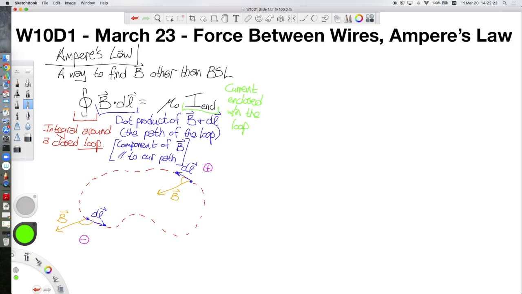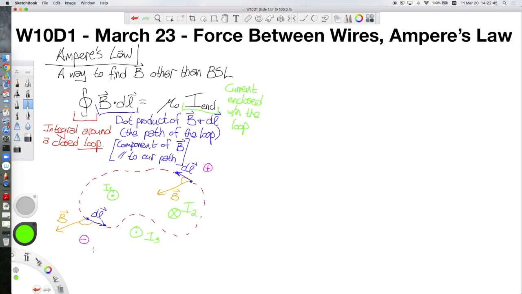So I'll give you an example here. If we have current I1 coming out of the board right here, that is within the loop. If we have current I2 going into the board right here, that is also in the loop. But current I3 out here, again coming out of the board, is not enclosed within the loop.